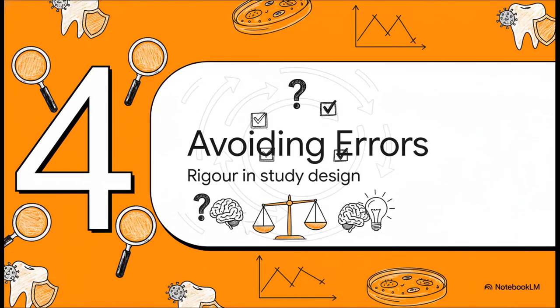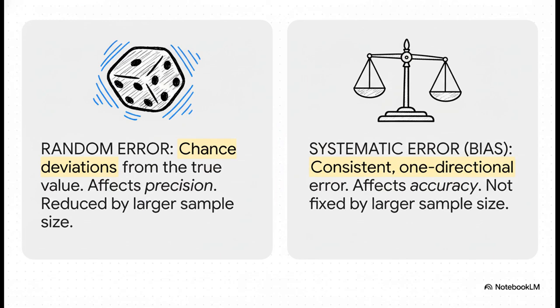Now, of course, no study is perfect. Any investigation can have errors, and honestly, understanding and minimizing those errors is what separates good, trustworthy science from bad science. It's absolutely critical. So you've basically got two big types of error to worry about. First, there's random error. This is just chance, the natural variation you get in any measurement. You can reduce this by having a bigger sample size. But then you have systematic error, which we usually call bias. This is a flaw that's actually baked into the design of the study itself. And here's the kicker. Making your study bigger won't fix bias. If the design is flawed, it's flawed.